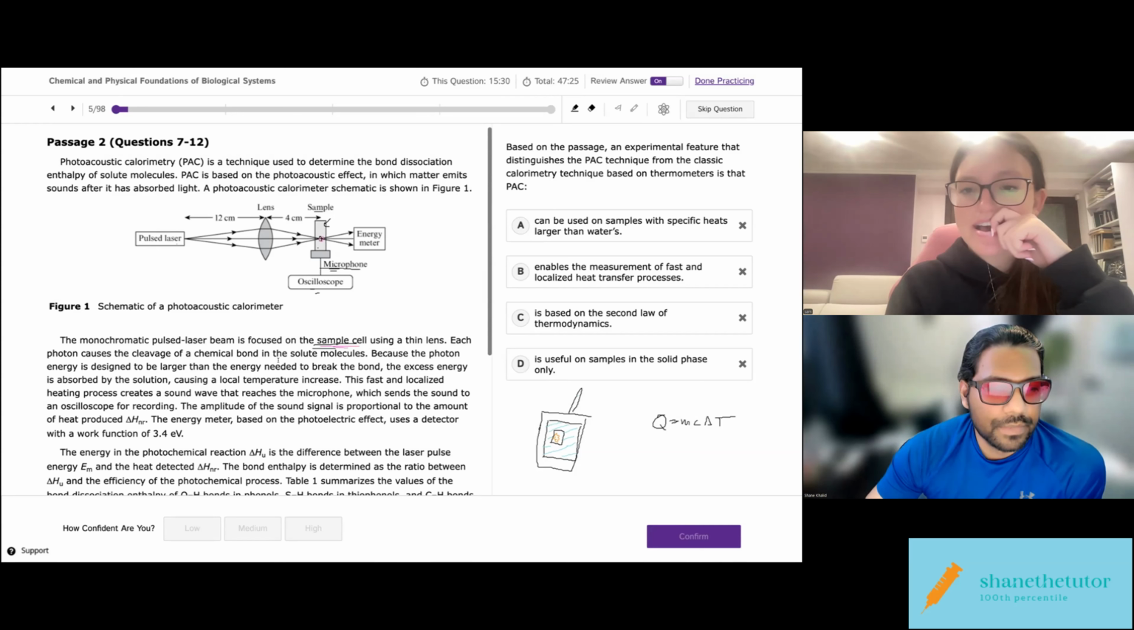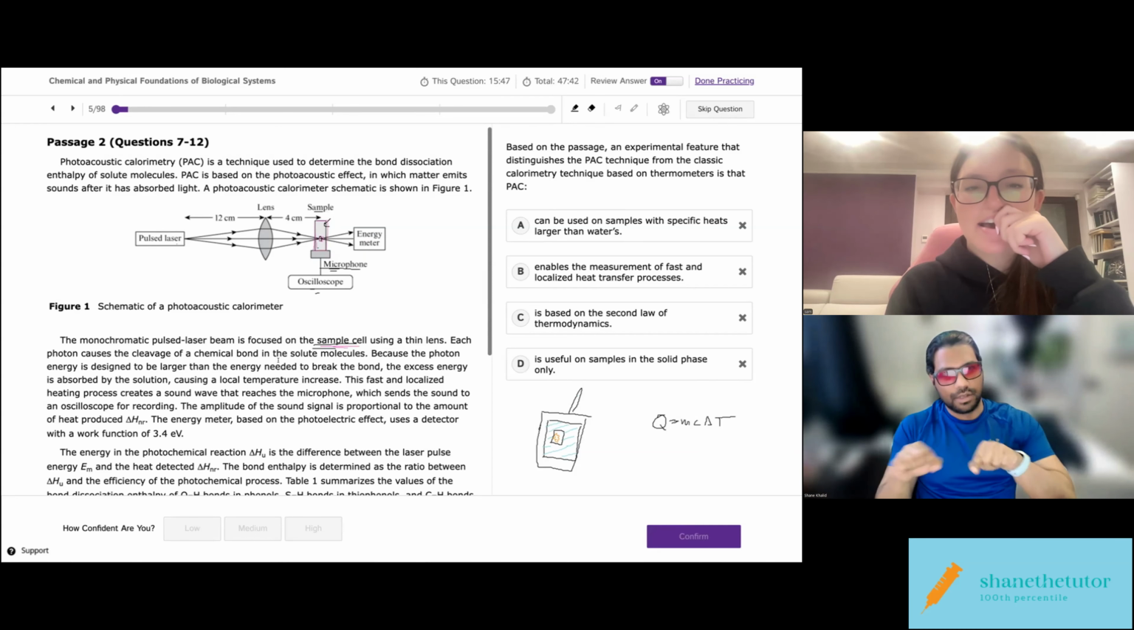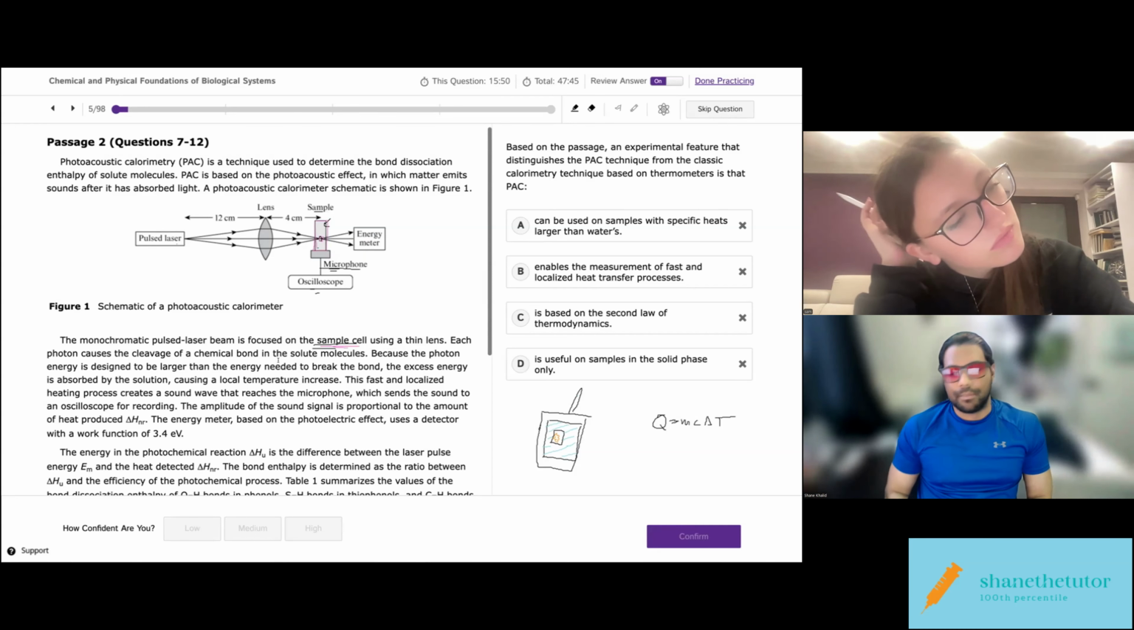Right, because that's what the laser beam is trying to do. So what we really have is a sample here. It's kind of like a cuvette or something. Do you remember that? I just imagine a little clear container where you can put your sample.